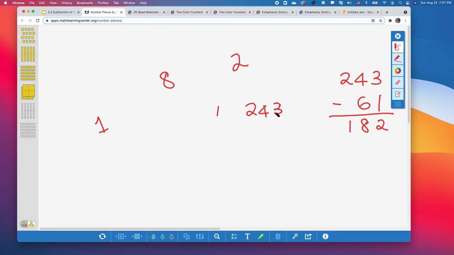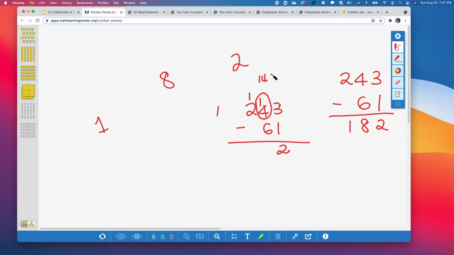243 minus 61. We took away 1 from 3 first. So we got 2. Then what did we do? We wanted to take away 60 from 40, but we couldn't do that. We had to regroup these 200s, right? 2 flats into 100 flat and another 100 flat. But the 100 flat, we regrouped that as 10 rods. So it shows here as 14 rods.